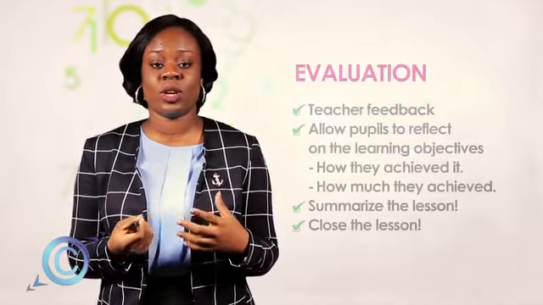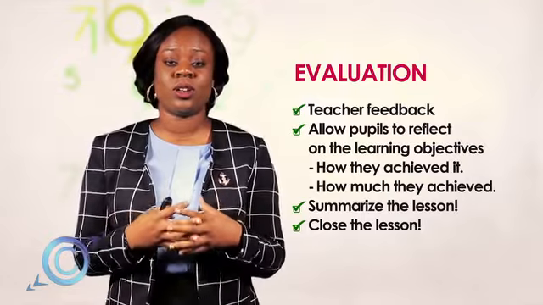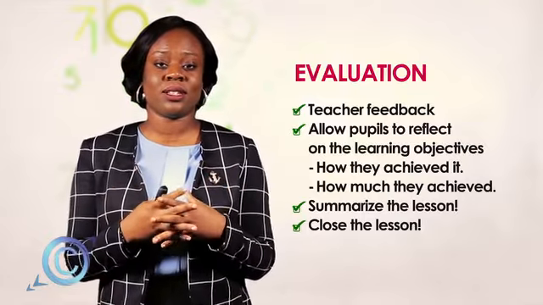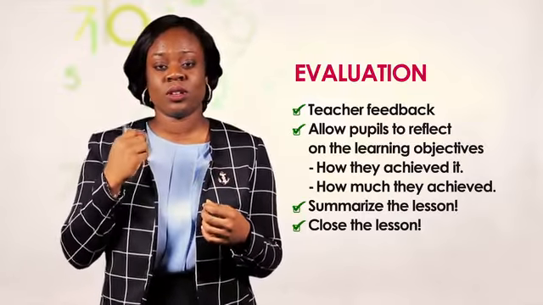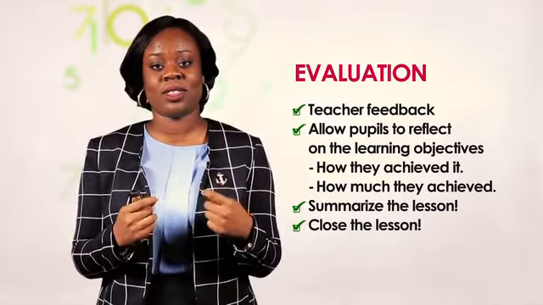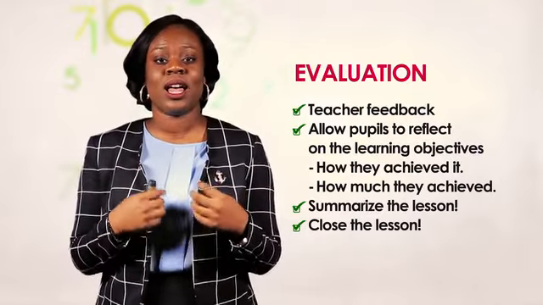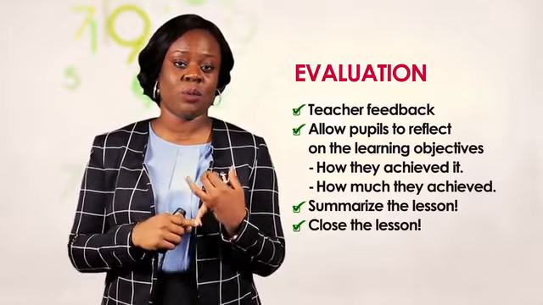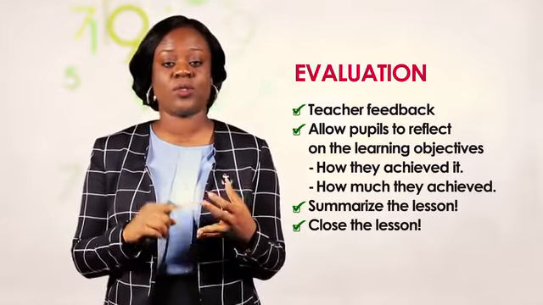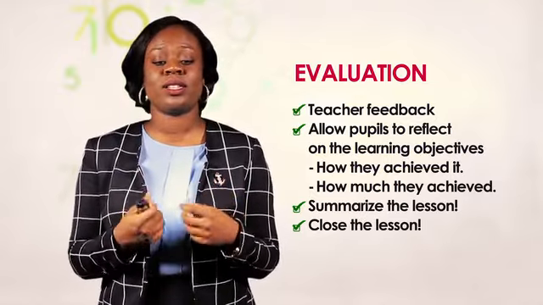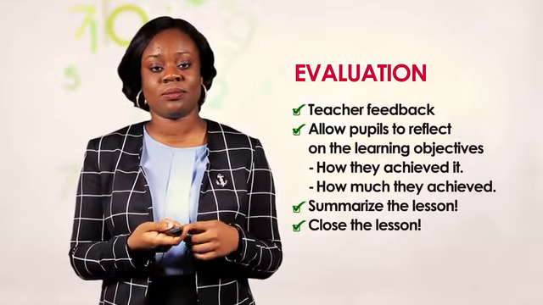Then move on to the evaluation. At this point, use the understanding from the class activity and give pupils specific feedback on how they can consolidate their learning. Allow pupils to reflect on their objectives, how much they've achieved, what they have achieved, summarize the lesson, and then close the lesson.